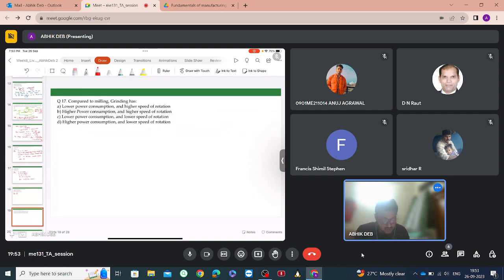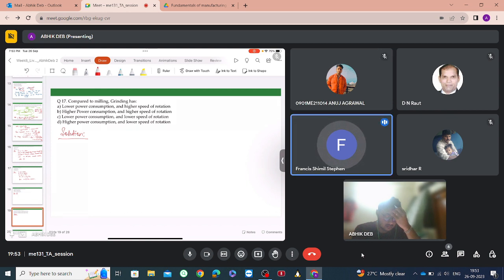Now the next question. Compared to milling, grinding has which of these? The power consumption and speed of rotation relative to milling. Sir, one answer will probably be among A and B. So higher power consumption and lower speed. Higher power consumption and lower speed.